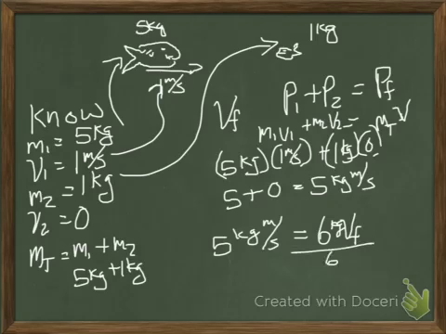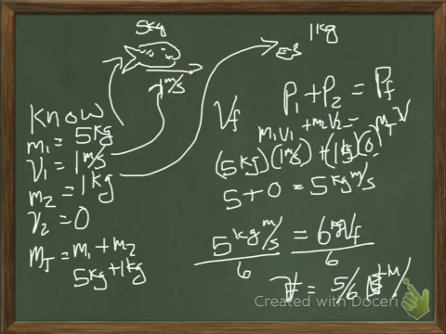Divide both sides, and we end up with our final force is equal to 5/6 newtons. Actually, I meant our final velocity is equal to 5/6 meters per second.